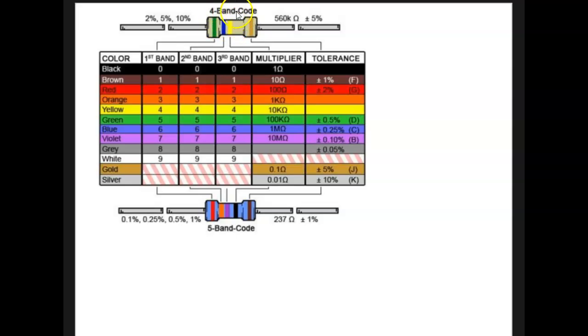If you're looking at this one, we have green, blue, yellow, and gold. Green is 5, and then blue would be 6. And then yellow in the third band is 4. And gold is our multiplier.